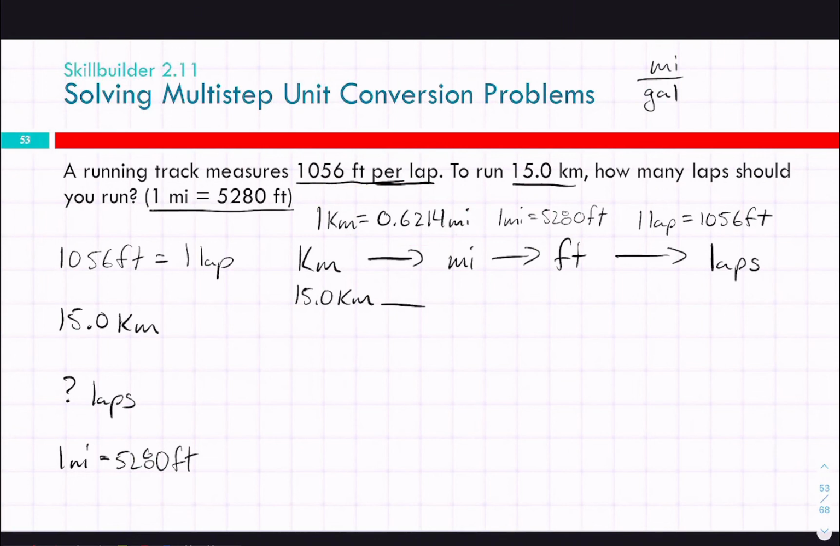All right, so we're going to plug in now that we want to get rid of kilometers. So 1 kilometer, 0.6214 miles. And then to go from miles, we have units of miles, so 1 mile, 5,280 feet. And then to go from feet to laps, yep, feet goes on the bottom, and it's 1,056 feet is 1 lap.